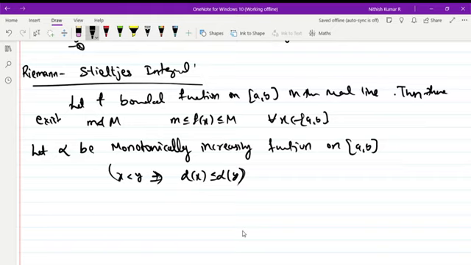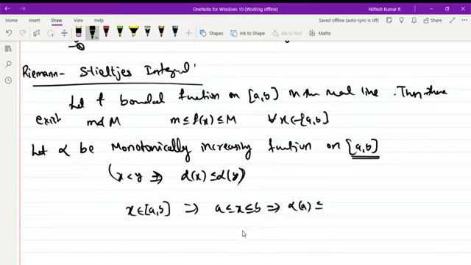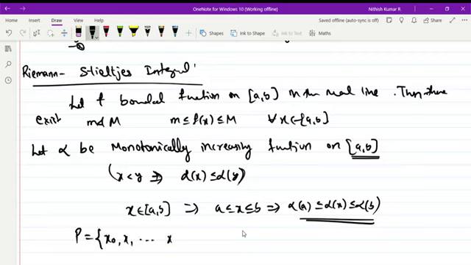Then alpha is also a bounded function, because if you take any point x in the closed interval a comma b, so a is less than or equal to x less than or equal to b, which implies alpha of a is less than or equal to alpha of x, which is less than or equal to alpha of b. This says alpha is a bounded function. Now consider a partition P of the closed interval a comma b, say x naught, x1 and so on up to xn.